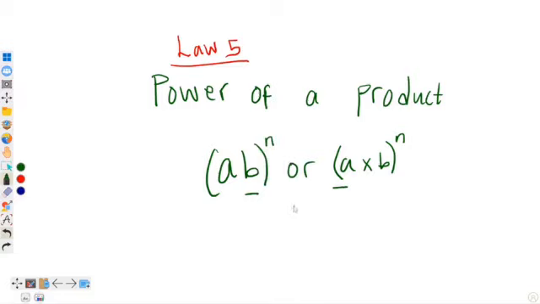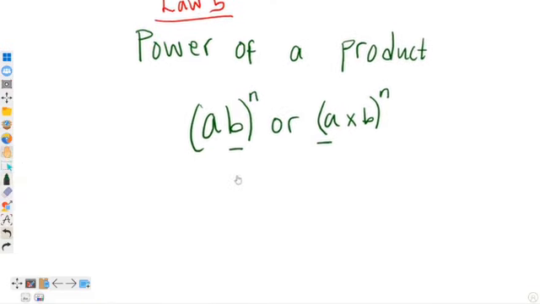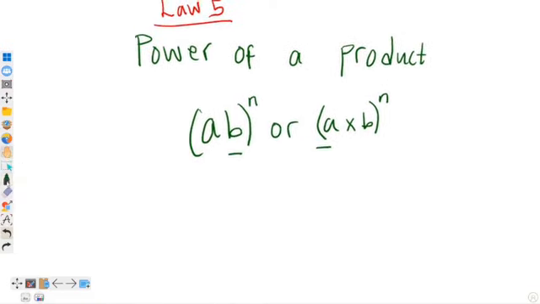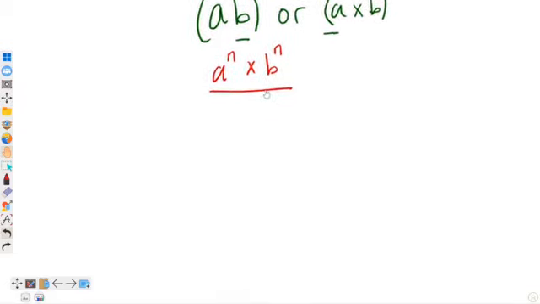So if you have something like this, this is what you are calling power of a product. The way you can do it, this n is affecting A and is affecting B. So it will be A power n times B power n. That is how you can rewrite it. Now let's look at it in terms of the numbers.